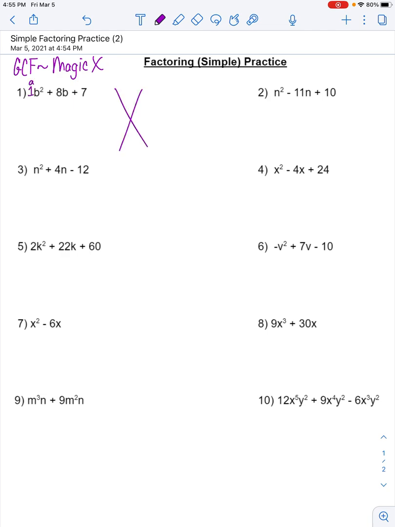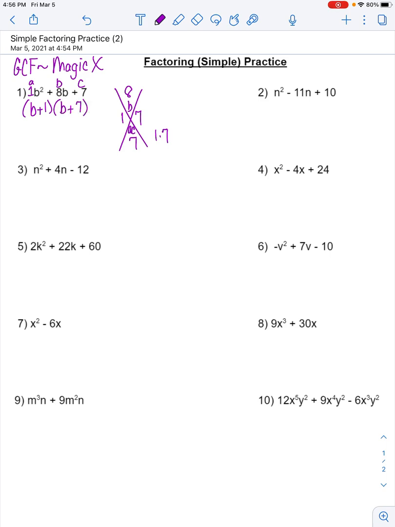My A coefficient is 1, B is 8, C is 7. So magic X has your back. B is 8, 1 times 7 is 7. And the only factors I have of 7 are 1 and 7. And luckily, those do multiply to give me 7, but they add to give me 8. So my factors are b plus 1 times b plus 7.